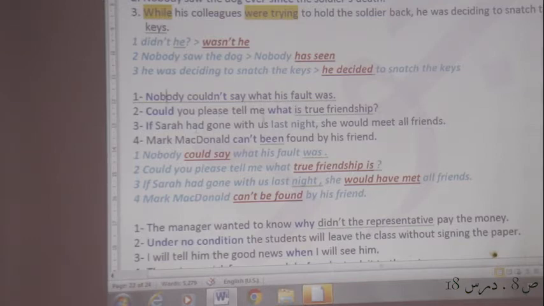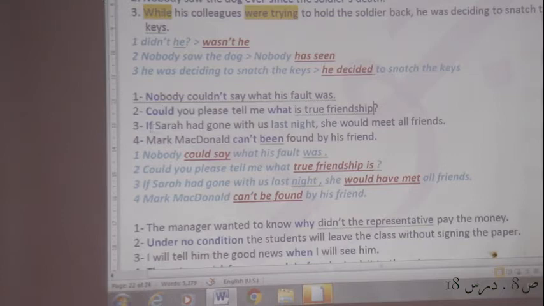Now, could you please tell me what? Okay, here we have a question mark. So, it's a question, but we have inverted the modal verb at the beginning of the sentence. So, could you please tell me what? We don't invert in the second part of the sentence. So, could you please tell me what is the true friendship? Here, we reverse is and use it after the noun, true friendship, after the noun. So, the correct answer would be, could you please tell me what the true friendship is? So, we don't invert because we inverted the modal verb at the beginning of the sentence.